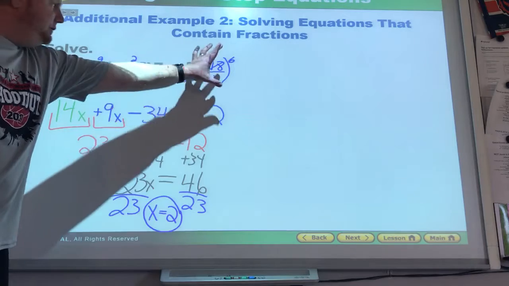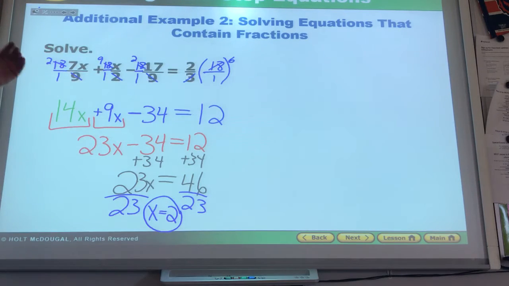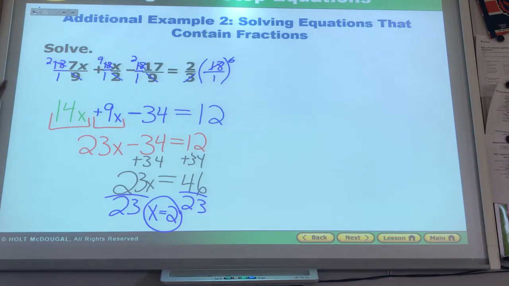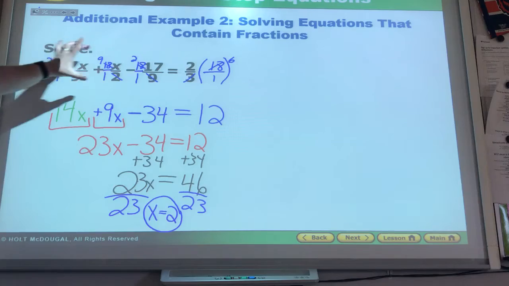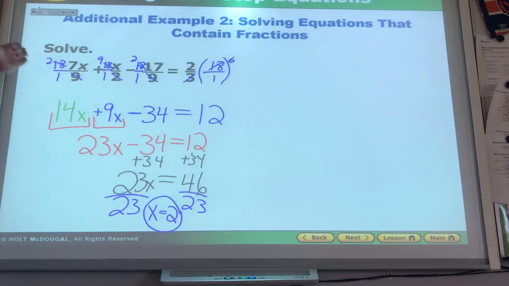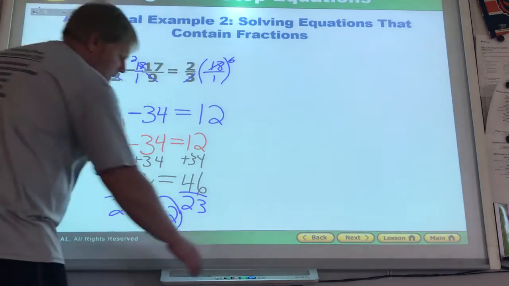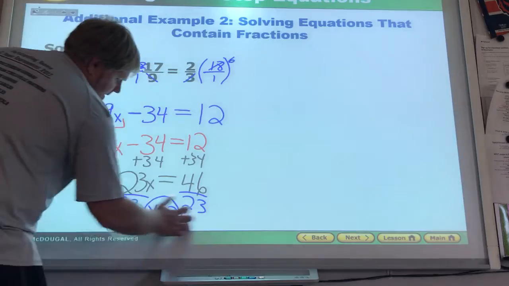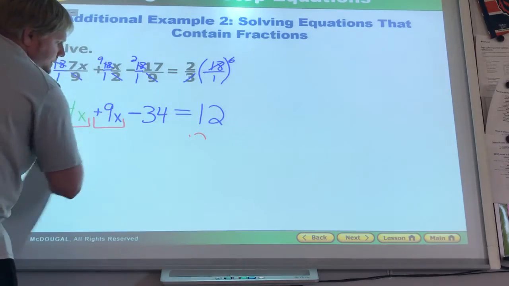We went through a lot of steps to figure out that was 2. We got rid of the denominator, so we had just whole numbers. Then we combined like terms like we've done before. Then we did our inverse operations like we've done before. Only new thing was this. And I like saying, what's the least common denominator? 18. So I take 18 times each of those. Give you a chance to look at that. And away we go.